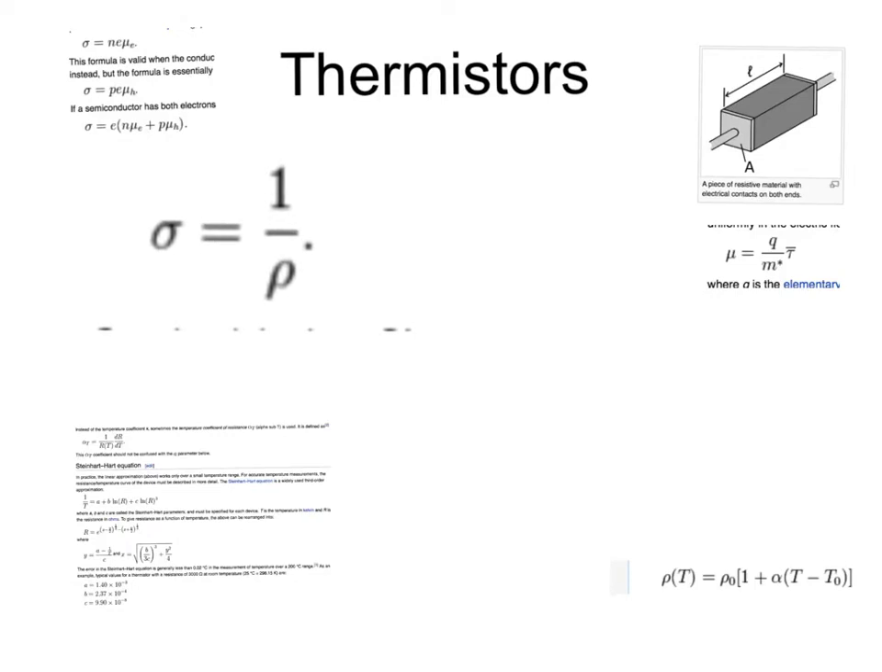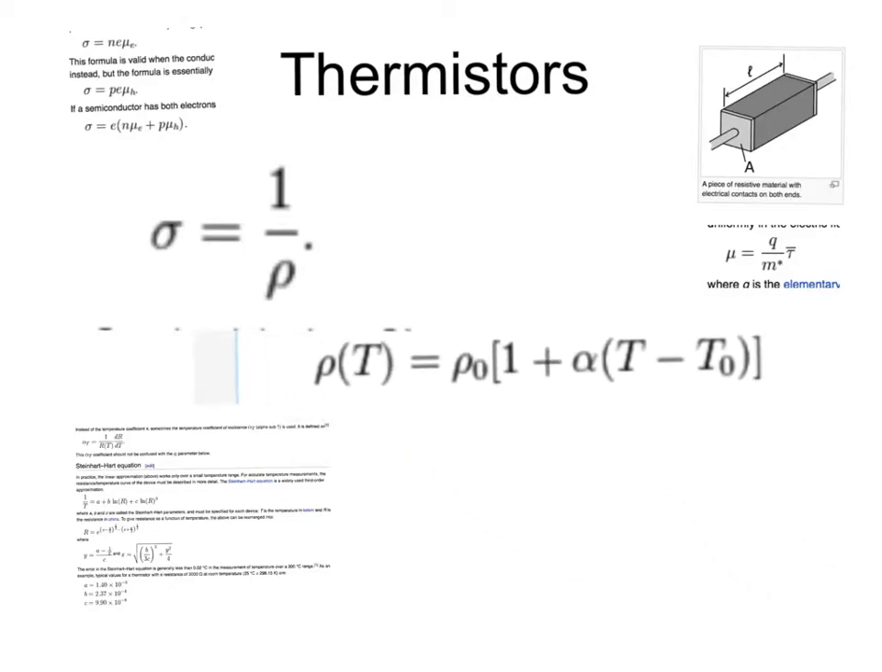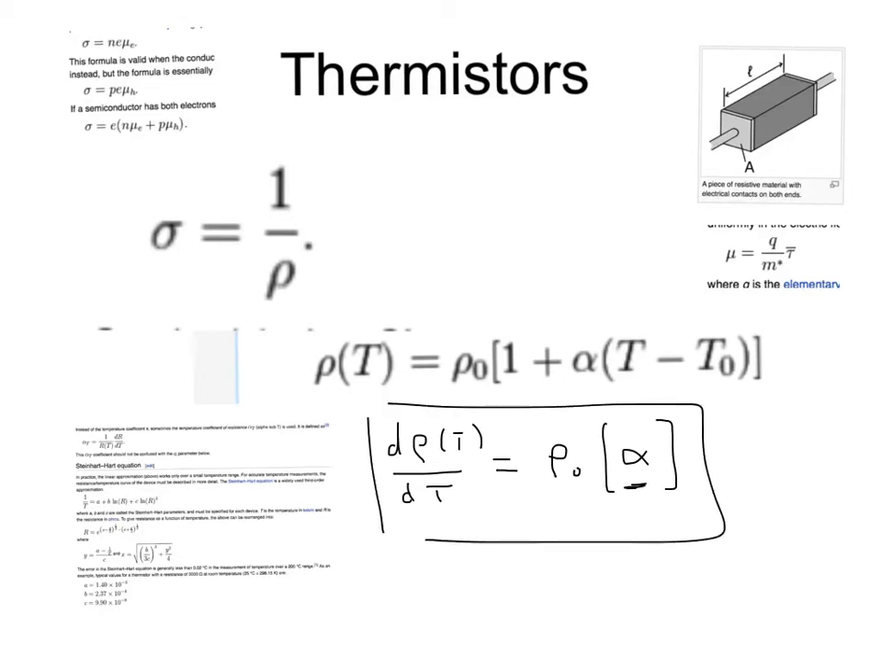We have our conductivity equation, so that we know that our conductivity is equal to the inverse of the resistivity. And with metals, what we see in terms of the temperature relationship is that the resistivity is essentially a linear function of temperature. So if we took, for example, the derivative of the resistivity with respect to temperature, we would get some sort of constant value, alpha. So this is essentially a material parameter, and this works for metals over a limited range of temperature.